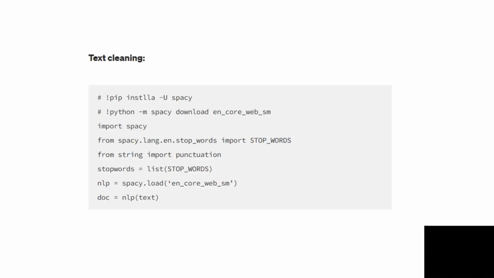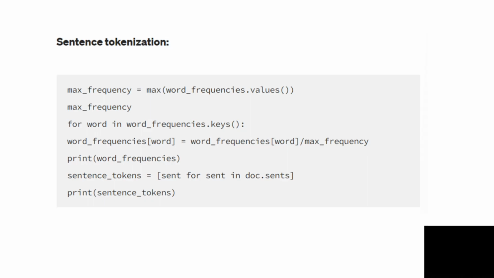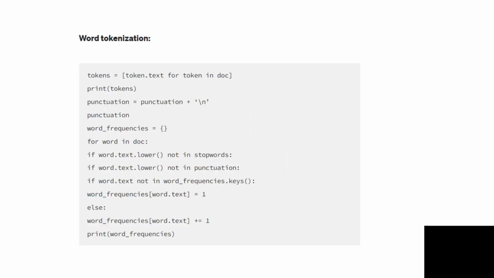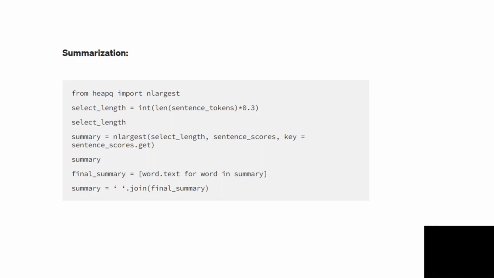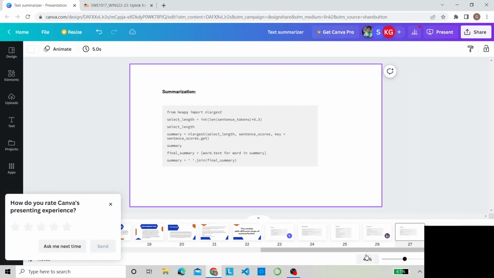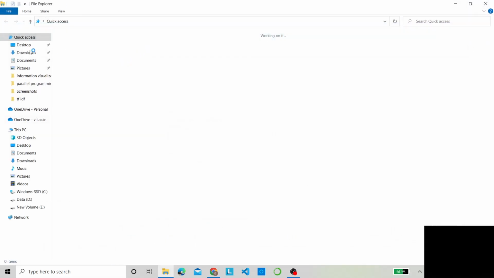These are some of our sample codes which we will be using in our project. This is for text cleaning, this is for sentence tokenization, this is for word tokenization, this is the TF-IDF word frequency table, and this is, at last, the final summarization. So this is how our flow will go.